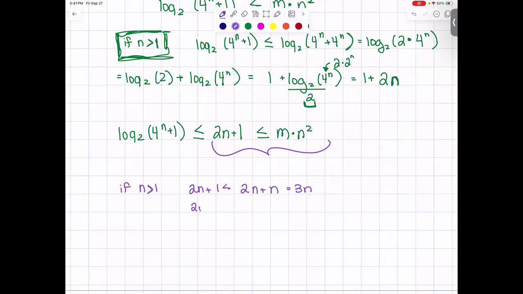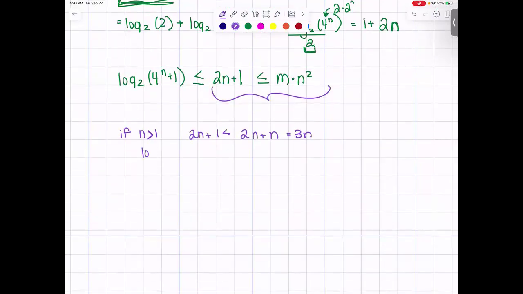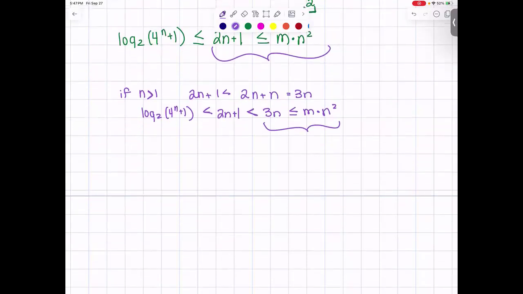So 2n plus 1. Let's write the whole thing out again. I think it's always so helpful to see it all in one line. 4 to the n plus 1 is less than 2 to the n plus 1, which is less than 3n, which is less than or equal to this right here. So now we can work with this. We can divide both sides by n, and we end up with 3 less than mn.